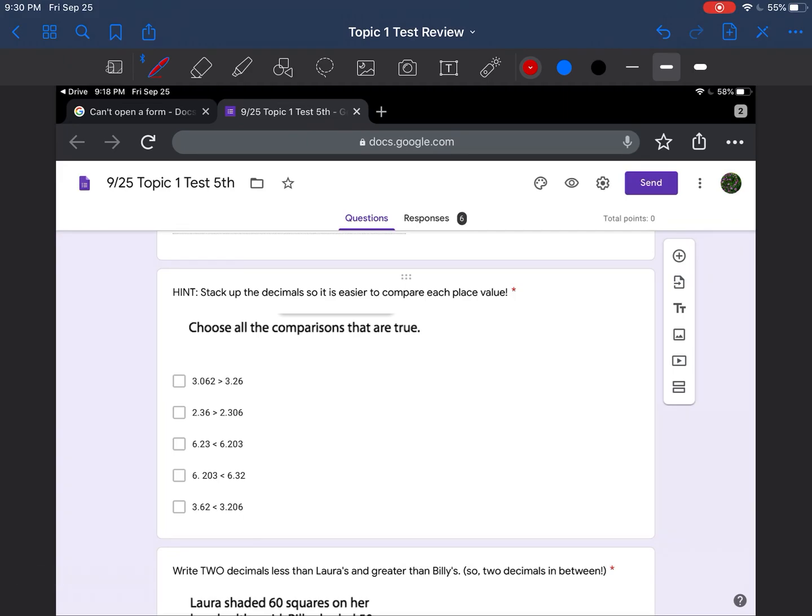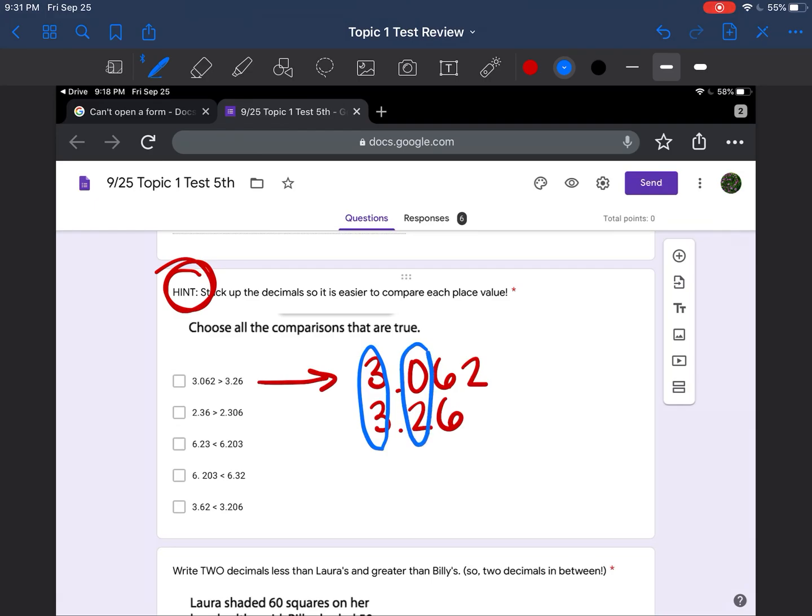The next question said choose all the comparisons that are true. And this hint was very important. It said stack up the decimals so it is easy to compare. So for example, this first one, if we stack them up, I could easily see and compare the place values. Because just remember, just because a decimal has more decimal places does not mean that it's greater. If we look at this, the 3's are the same. But then if we compare the 10ths place, I can see that 2/10 is greater than 0/10. But here, they're saying that that is greater, which is not true, okay?